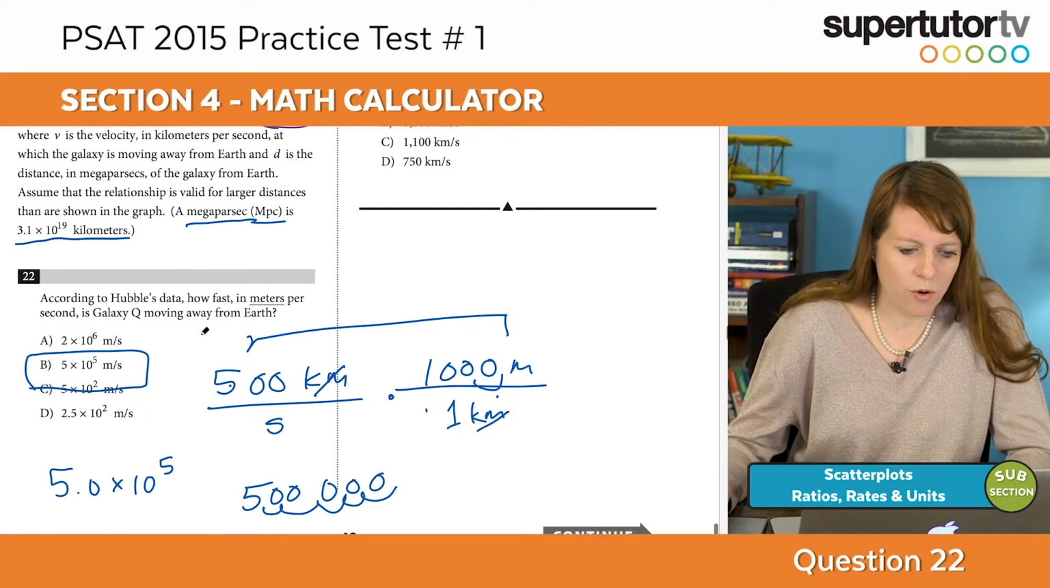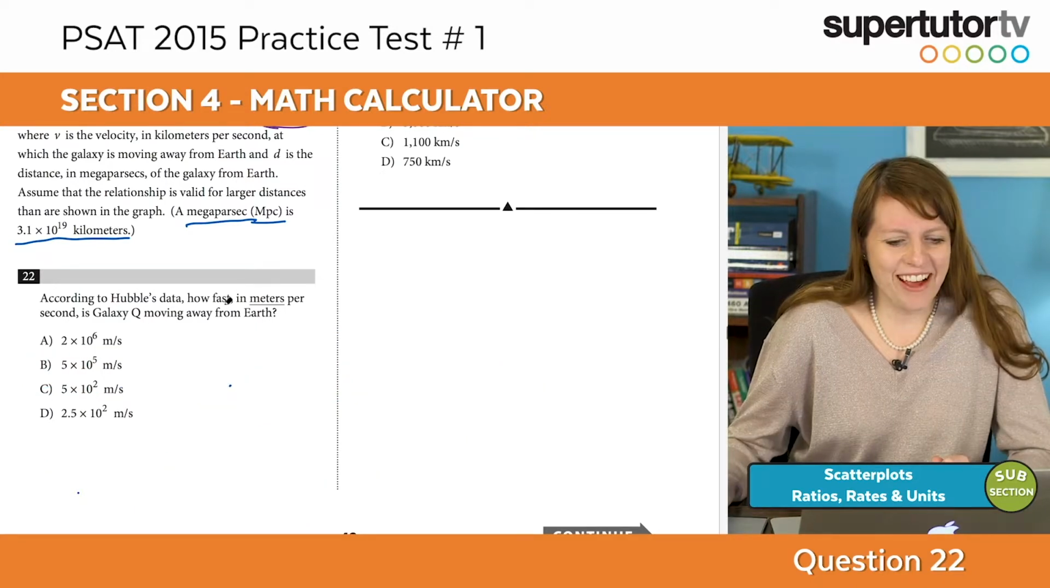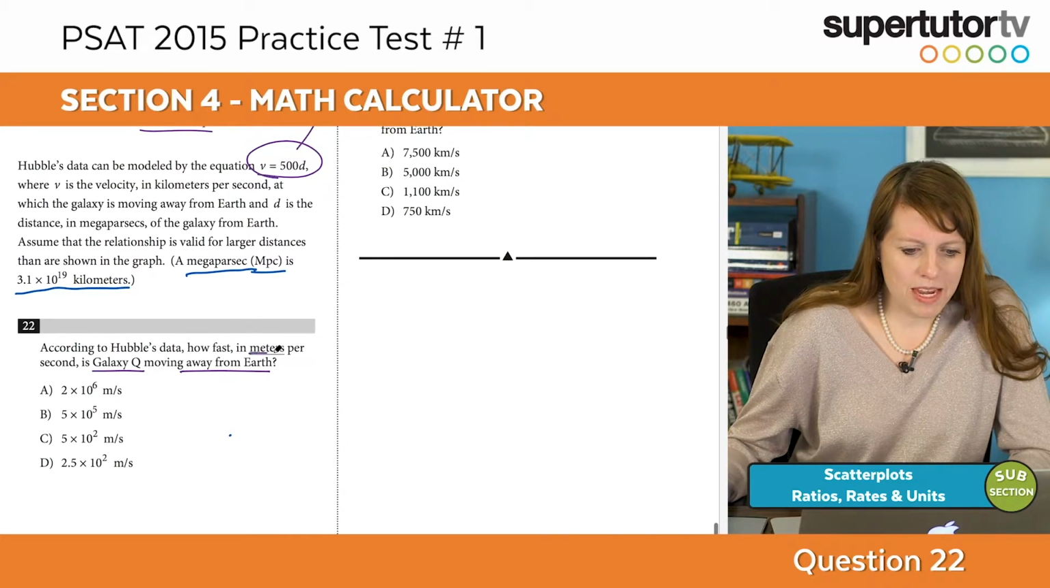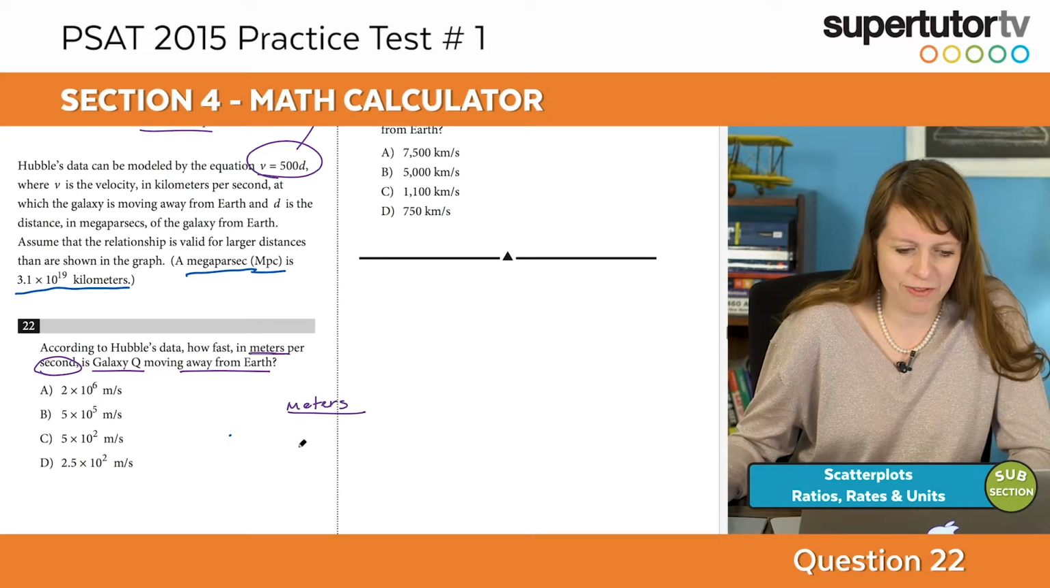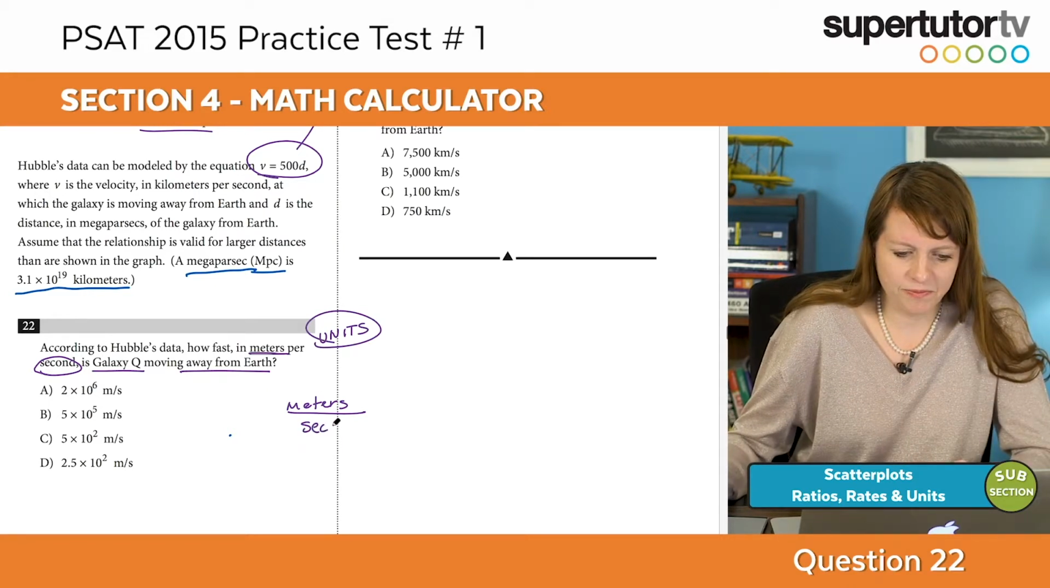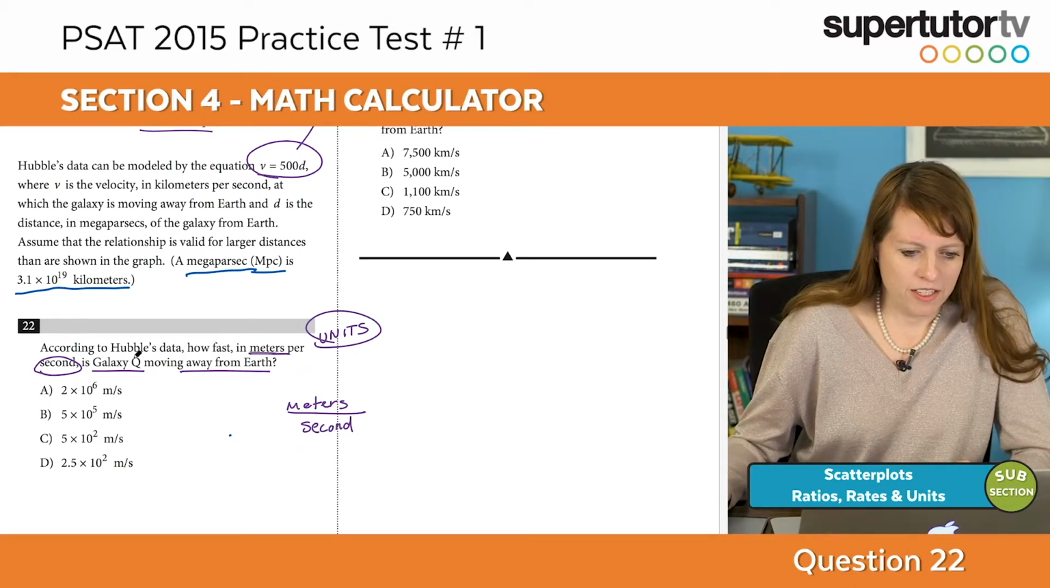Got it? Okay, according to Hubble's data, how fast in meters per second is galaxy Q moving away from Earth? So I want to know meters per second. Okay, so I'm going to write this down. Whenever you have something underlined, you better pay attention, because that means we probably have to do a unit conversion. So this is probably units in addition to scatter plots. Meters per second.